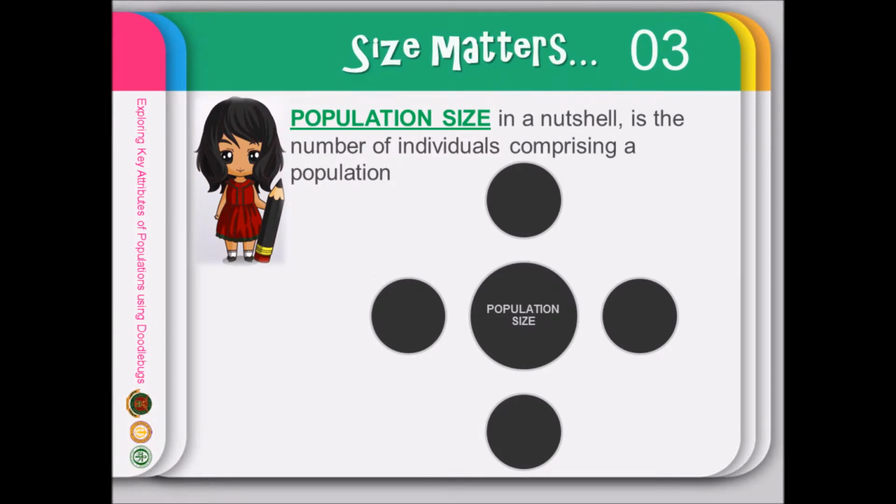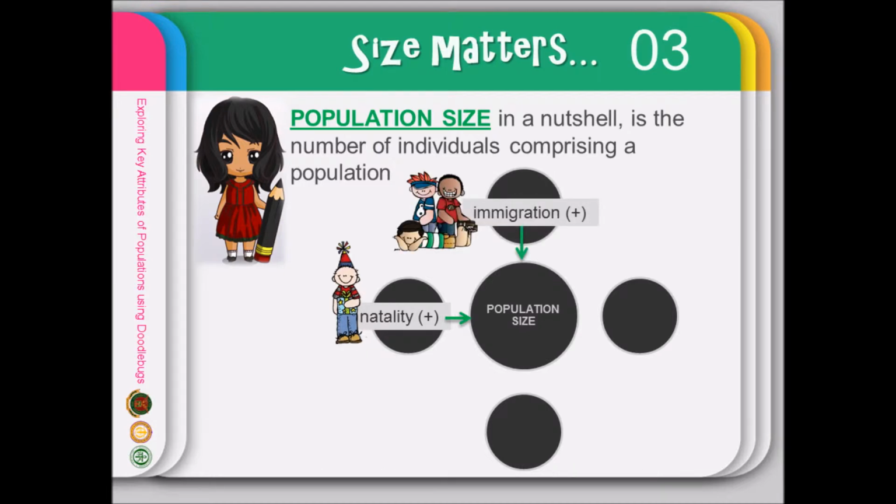One attribute of a population is size. Population size refers to the number of individuals that are members of a population. Population size is affected by 4 demographic factors. Number of births, or natality, for example, affects population size positively. Another factor that affects population size positively is immigration. Immigration is the movement of individuals into a population, causing an increase in population size.